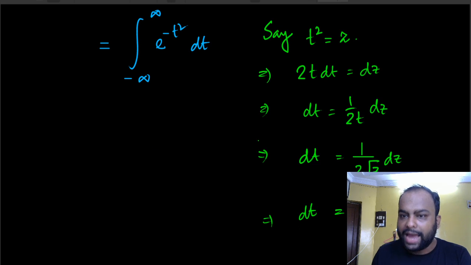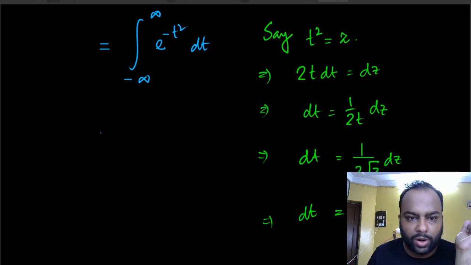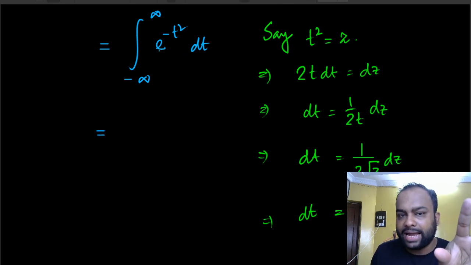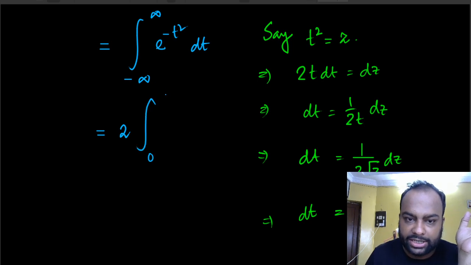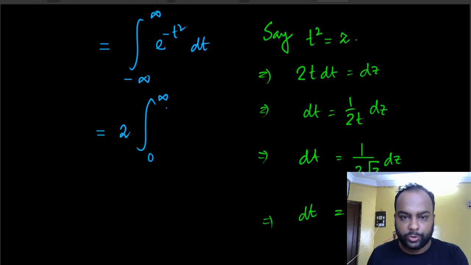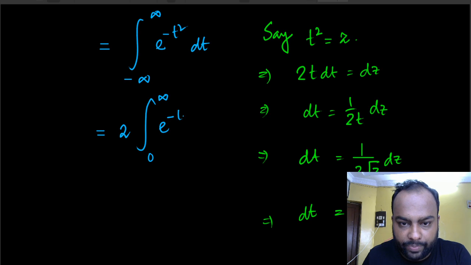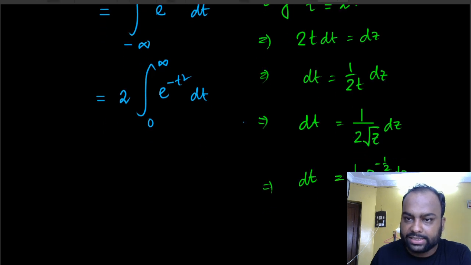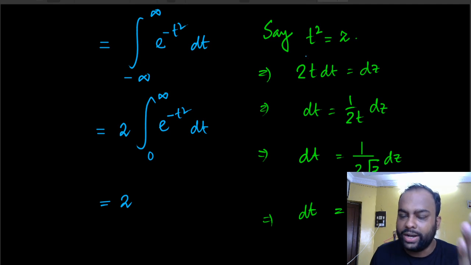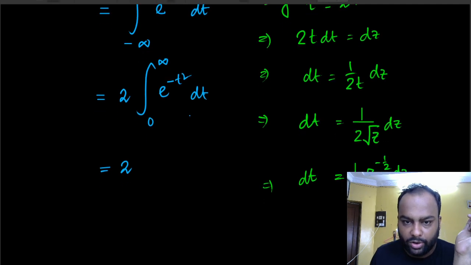Before this, let's do one more step. Let's realize the fact that e to the power minus t square is an even function. Since this is an even function, I can change the bounds of integration to 0 to infinity, and we can write 2 here. And after this, let's do the substitution. Again, when t is 0, z is 0. When t is plus infinity, z is also plus infinity.